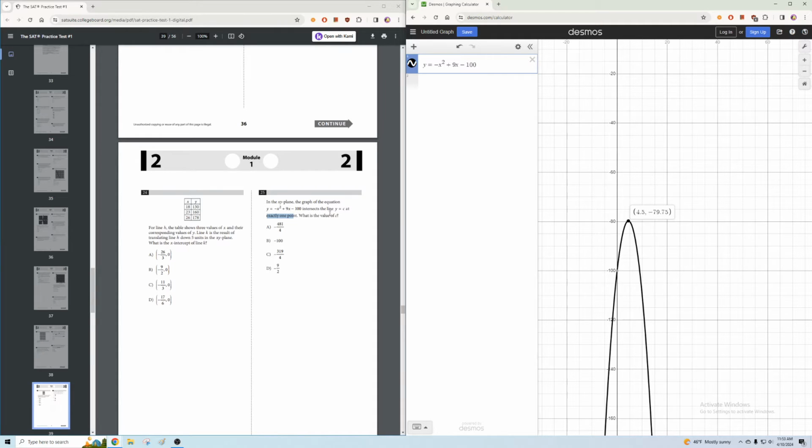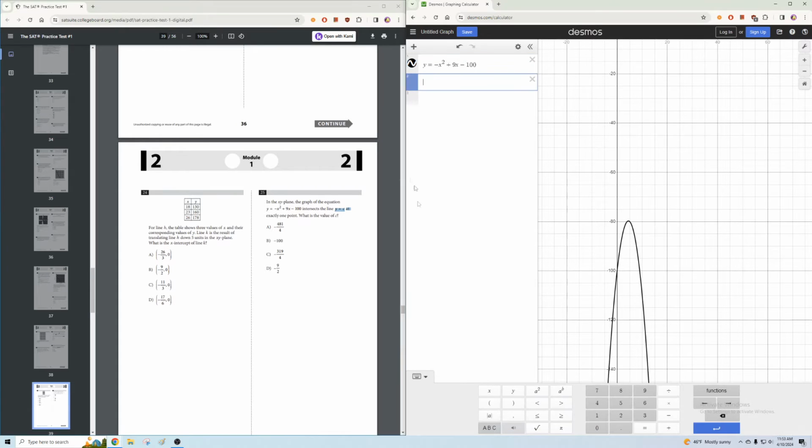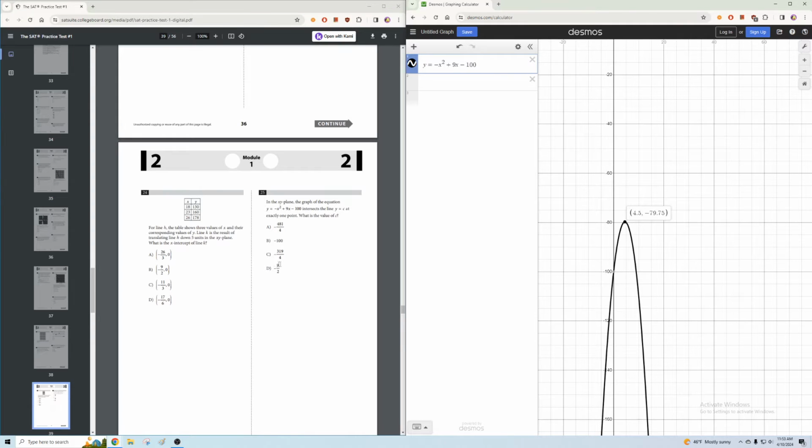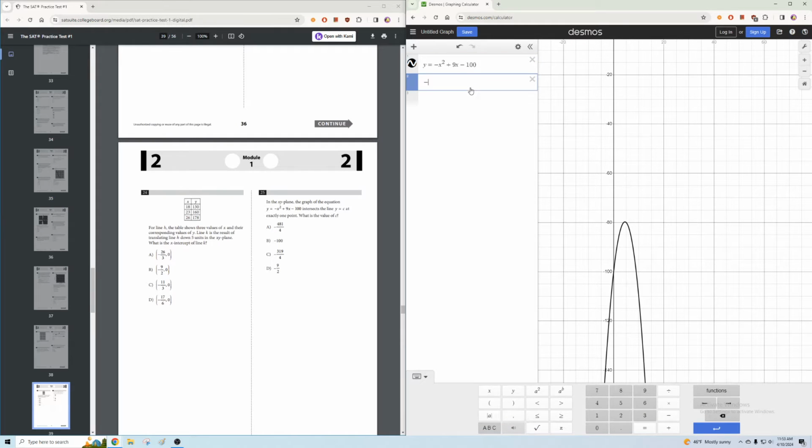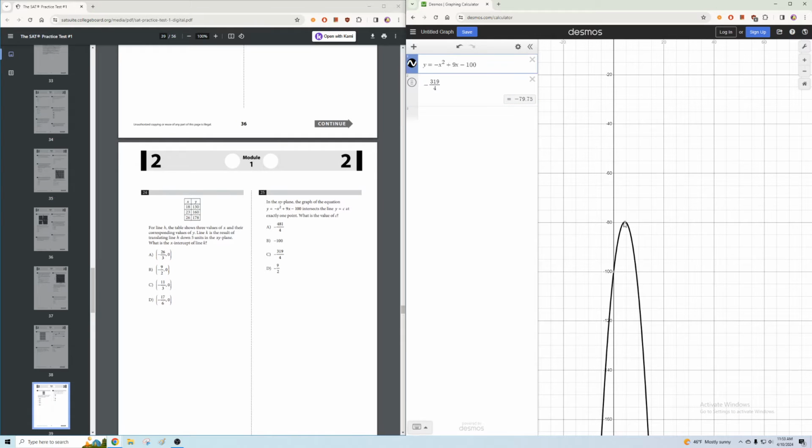This is just asking for the y value. So it looks like it's negative 79.75, and we can just see which choice is equal. It's not negative 100. It's not negative 9/2, which is negative 4.5. That's kind of a beta answer to an extent, because that's 4.5. It's probably going to be C. Let's see. Negative 319/4. And yeah, you get that same value, so the answer is C here.